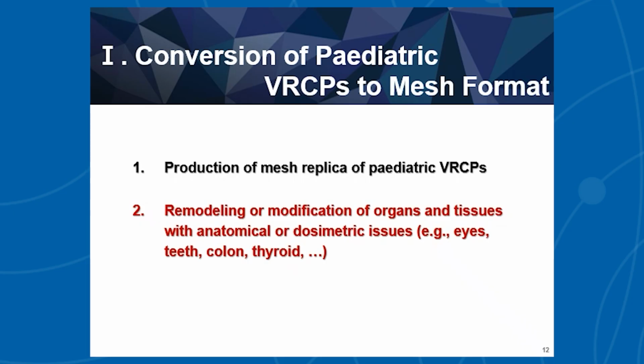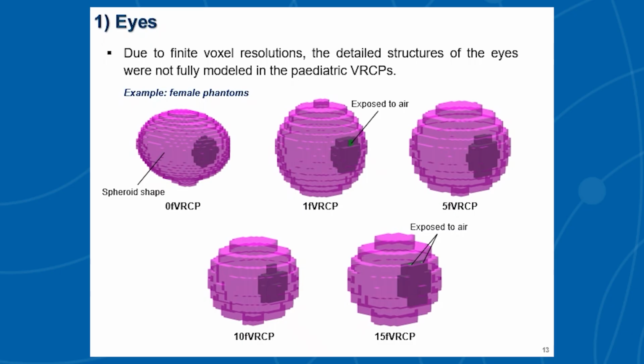After generating mesh replicas, we performed remodeling, or made modifications, to some organs that had anatomical or dosimetric issues. First, we improved the eyes. As you can see, the voxel phantoms do not properly represent eye structures because of their limited resolution. In addition, some parts of the lens are exposed outside the eyeball. The lens dose is very important for radiation protection purposes, so for the adult case, this issue was addressed by converting the ICRP 116 adult stylized eye model into the mesh format and placing it in the phantom.